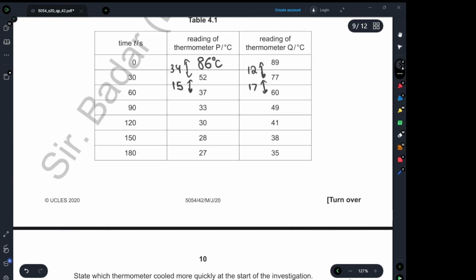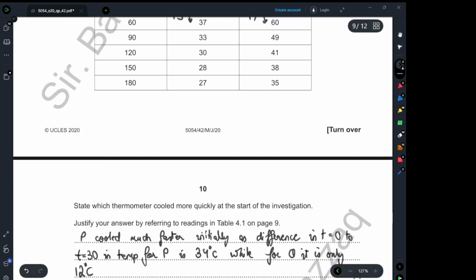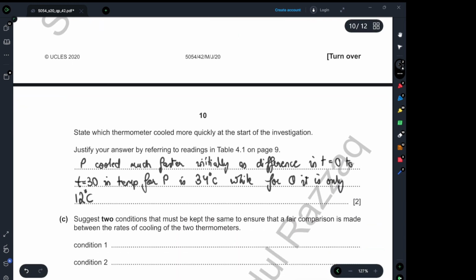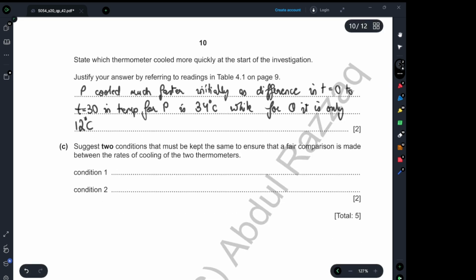ठीक है, तो P में जो है वो आपके पास 34 डिग्री सेल्सियस का डिफरेंस आ रहा था, जबकि Q में जो है वो सिर्फ कितना आ रहा है, 12 डिग्री सेल्सियस का डिफरेंस आ रहा है. सो इनिशियली इन द फर्स्ट 30 सेकेंड्स, यहाँ पे आप ये चीज़ टाइम के स्टैम्प्स जो है वो देना ज़रूरी है यहाँ पे. So just two conditions that must be kept same to ensure that a fair comparison is made between the rates of cooling of the two thermometers.